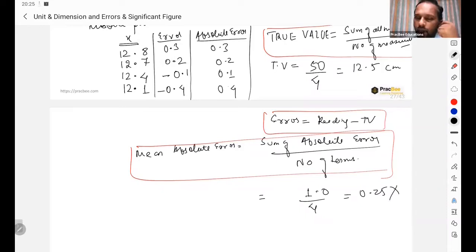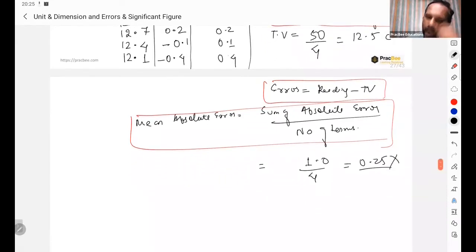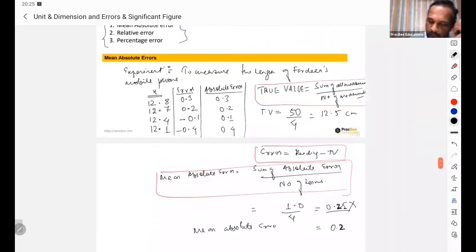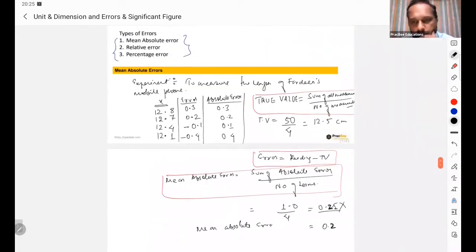So 0.25. I will not take it as the answer, because this is more accurate. I have to round it to 0.2, because I'm dropping 5 and 2 is even. So I'll simply write 0.2. So this is the mean absolute error. Understood how to find mean absolute error? So this is the step to find mean absolute error.